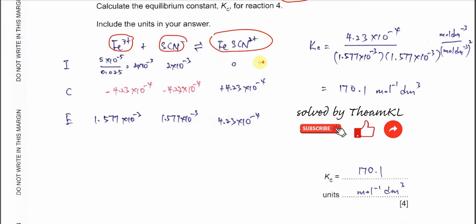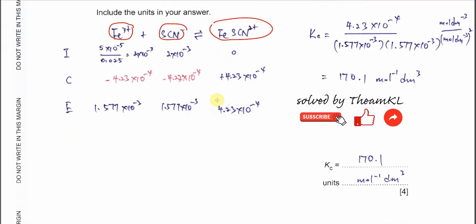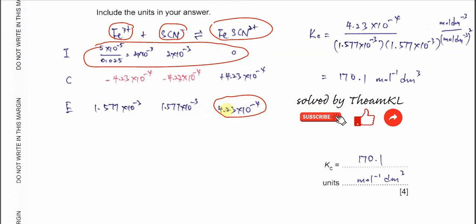So you just put the values here, 4.23 times 10 power negative 4. This is the one that you must put initially, the initial and the equilibrium. So the change now is very obvious. Since the product's concentration is 4.23 times 10 power negative 4, therefore the change must be plus 4.23 times 10 power negative 4 mole per dm cube.